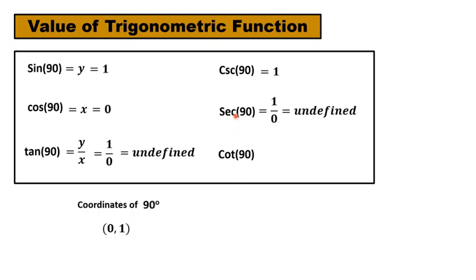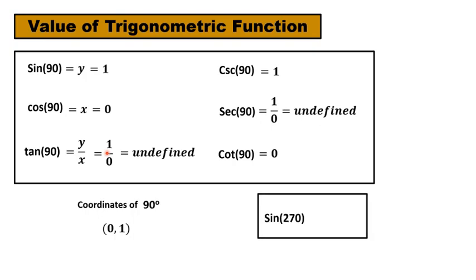Then, ang cotangent 90 naman, hindi po undefined yan. Kasi kapag binaliktad natin, or if we will get the reciprocal of 1 over 0, it will become 0 over 1, or simply 0. So that is the value of cotangent 90. So for example, we have sine 270. Ano bang coordinates ng 270? So that is 0, negative 1. So since ang sine ay y, ano ba ang y value ng 270? So, yan po, 0, negative 1. So ang value ng ating sine 270 is negative 1.